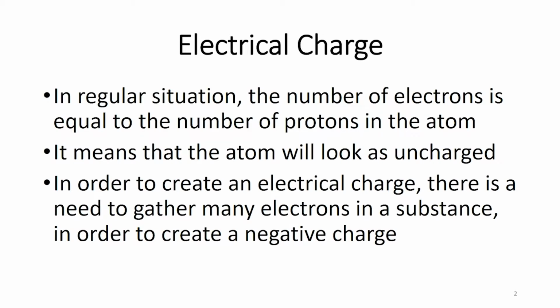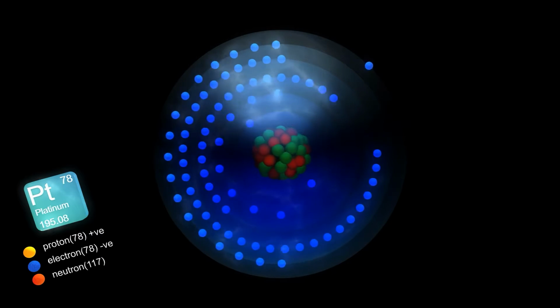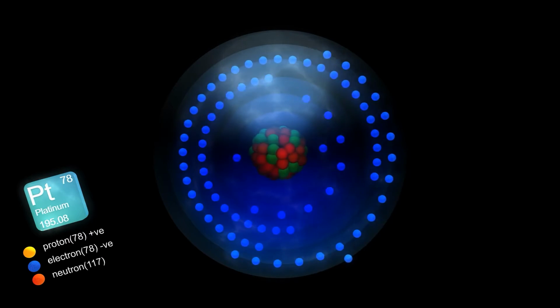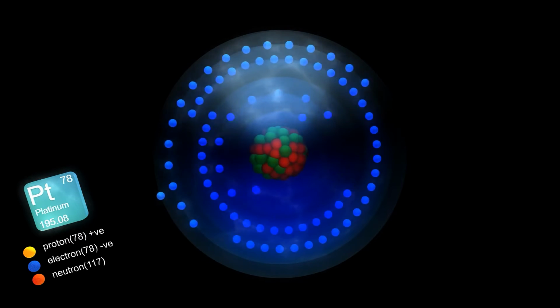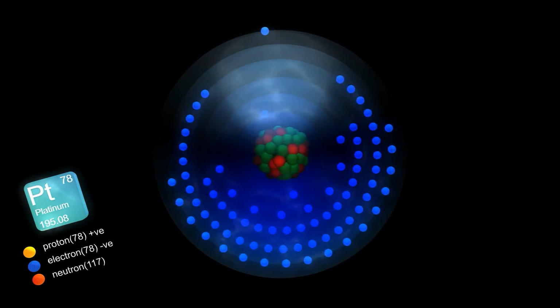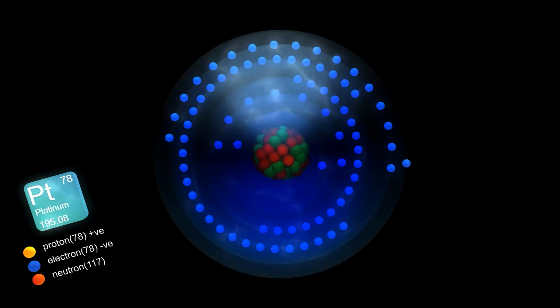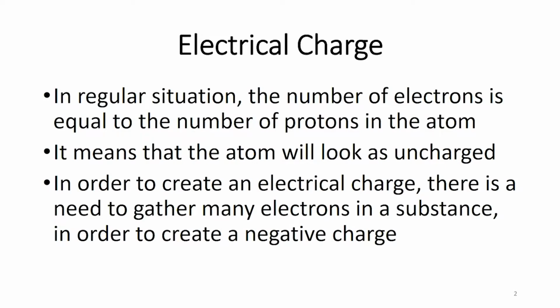In a regular situation, the number of electrons is equal to the number of protons in the atom. It means that the atom will look as uncharged. In order to create an electrical charge, there is a need to gather many electrons in a substance in order to create a negative charge.